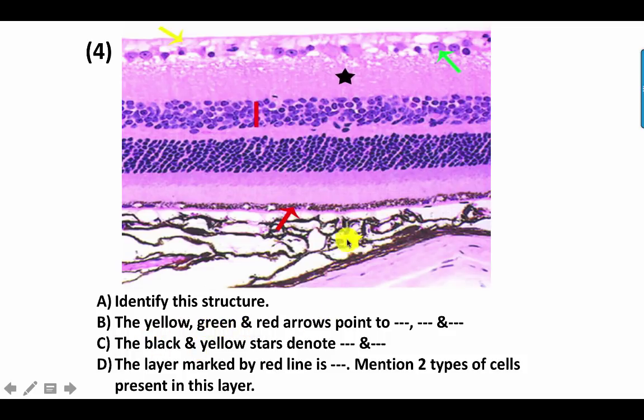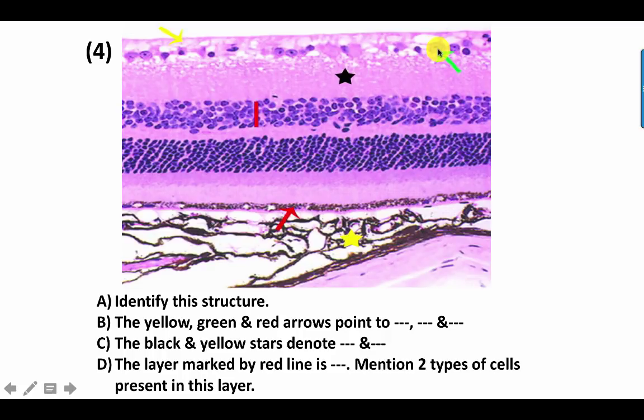Here we will start by this star, denoting the choroid. This yellow star denotes the choroid, which is pigmented. And then we have the pigment cell layer of the retina. And then this is the outer nuclear layer, this is the inner nuclear layer, this is the inner plexiform layer. And this one row of nuclei is the ganglion cell layer.